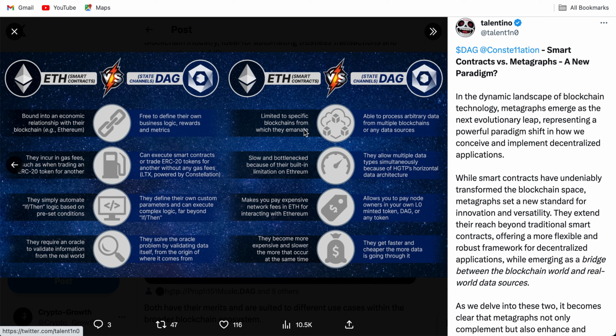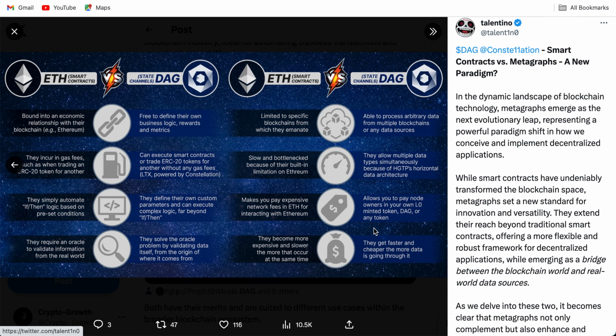Smart contracts are limited to the specific blockchains from which they emanate. Metagraphs are able to process arbitrary data from multiple blockchains or any data sources. Smart contracts are slow and bottlenecked because of their built-in limitation on Ethereum. Metagraphs allow multiple data types simultaneously because of HGTP's horizontal data architecture, the Hypergraph Transfer Protocol. Ethereum makes you pay expensive network fees for interacting with it, while Constellation allows you to pay node owners in your own layer 0 minted token, DAG, or any token. Smart contracts become more expensive and slower the more that occur at the same time. Metagraphs get faster and cheaper the more data is going through them.